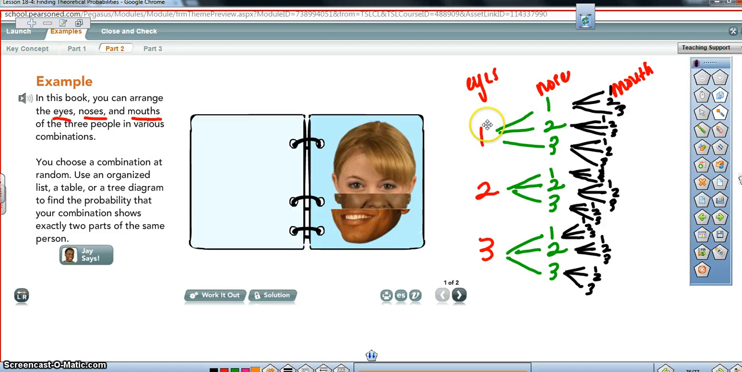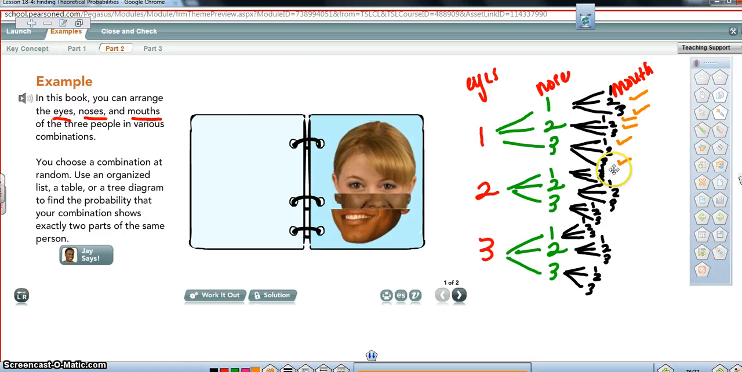This uses person 1's nose and person 1's eyes, but person 2's mouth. So that would fit. This one, same thing. We're using person 1's eyes and nose. That'd be exactly 2 parts of the same person. This one uses person 1's eyes and mouth, person 2's nose and mouth. And that one's all different. This one's person 1's eyes and mouth, person 3's nose and mouth.